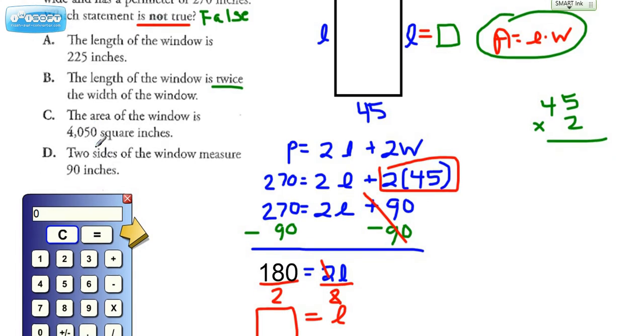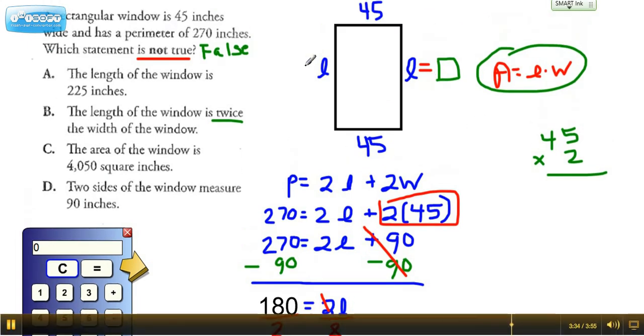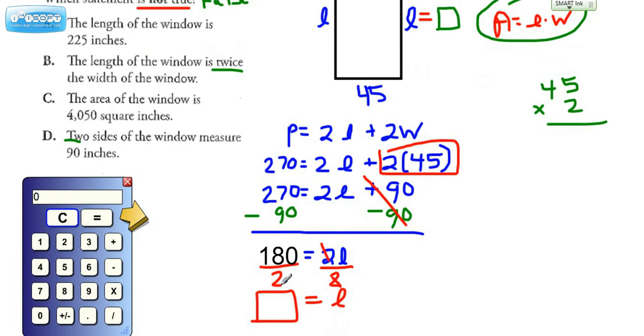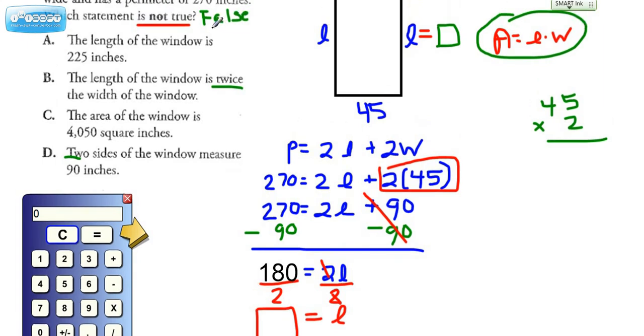And then choice D, two sides of the window measure 90 degrees. So if you got 90 here, check to see, then that means you have two sides that are 90 degrees. So check to see if that is what you got here, and if that's what you got there, then that would be a true statement. So remember, you're looking for the false statement or the one that's not true, and you're going to go ahead and pick that one.